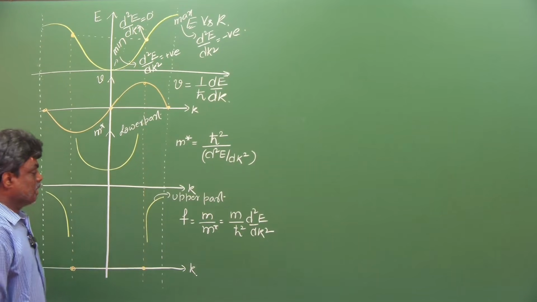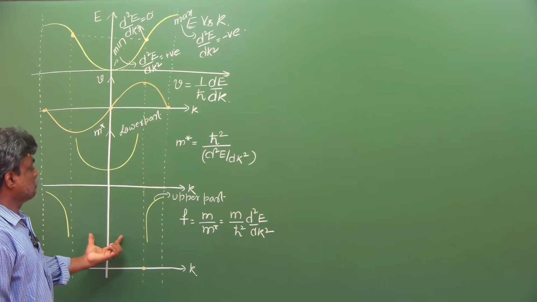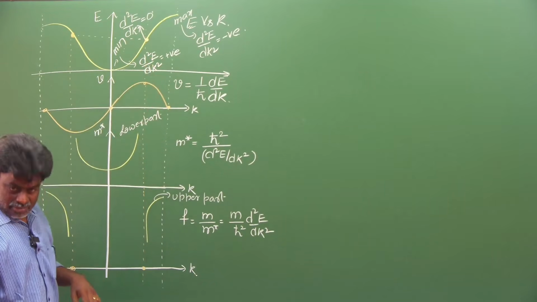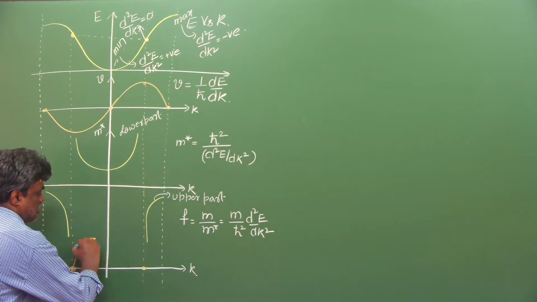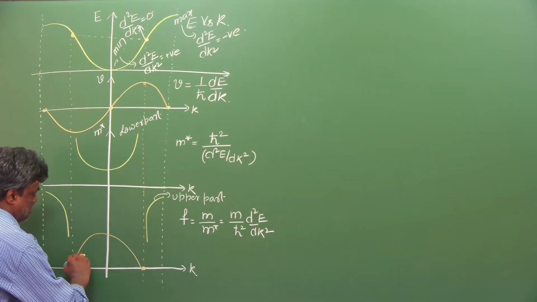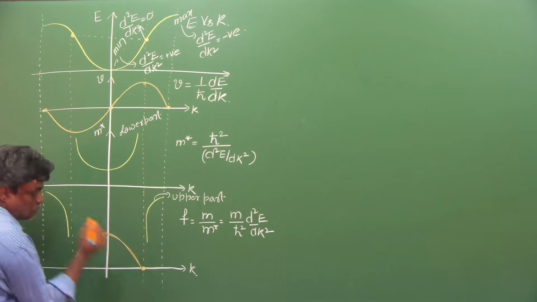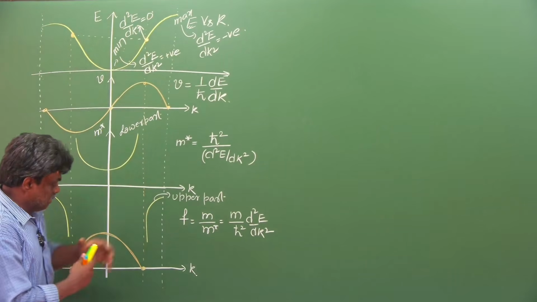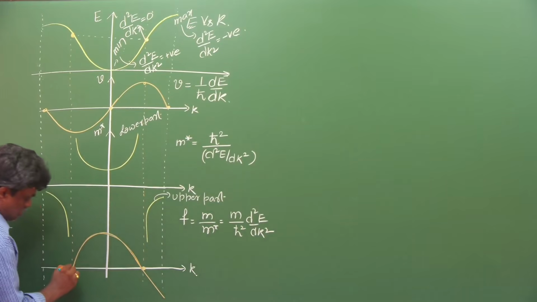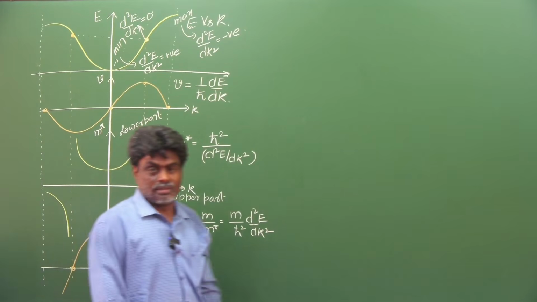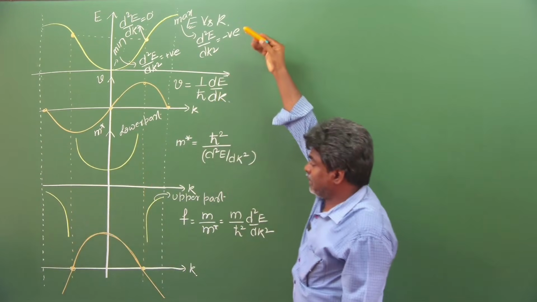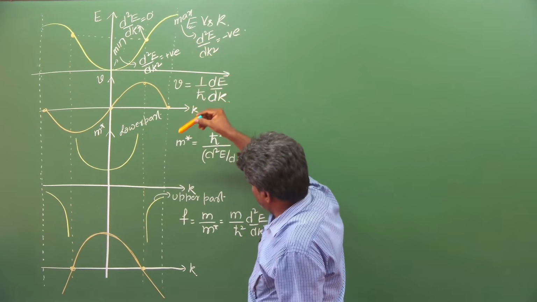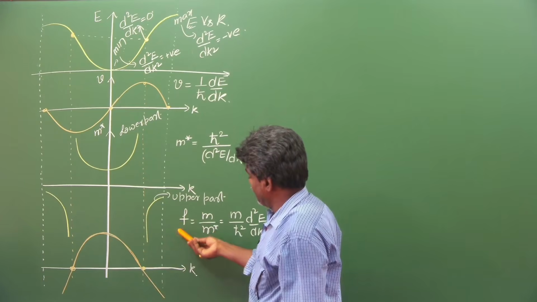Next. This is d square E by dk square, lower part positive. Positive or negative? Okay, next. Upper part. That's it. So finally, these are the graphs of energy versus k, velocity versus k, m star versus k, and f versus k.